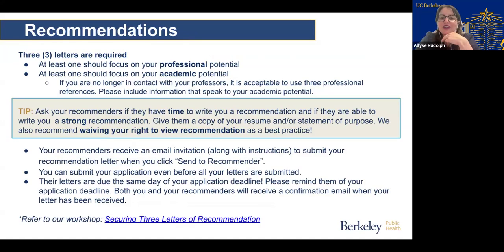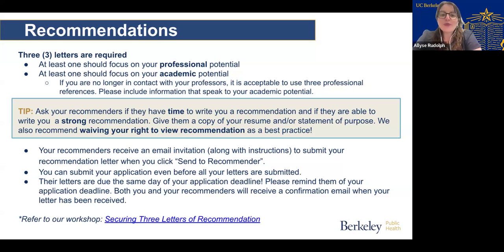I'm going to talk a little bit more about this, but from a logistics perspective, when you're requesting your letters through our online application, what you'll do is input their contact information, their email addresses, and then they receive an email notification directly from our system asking them to submit the letter on your behalf. You will have the opportunity to waive your right to view the letter, which we highly recommend. Essentially, your reference will submit the letter directly to us rather than to you as the applicant.